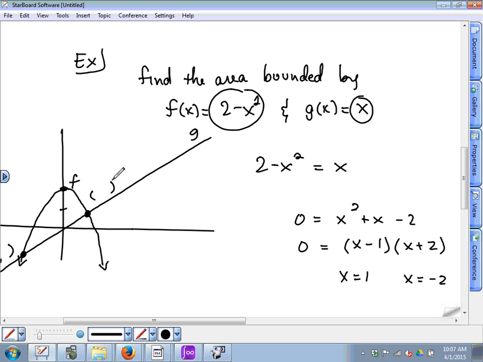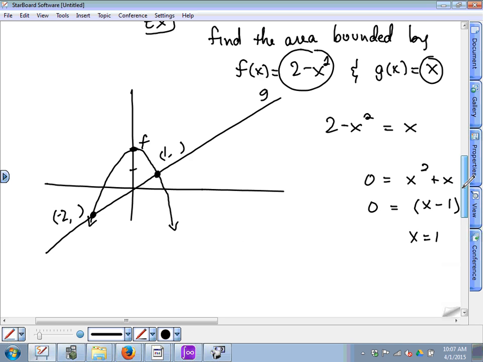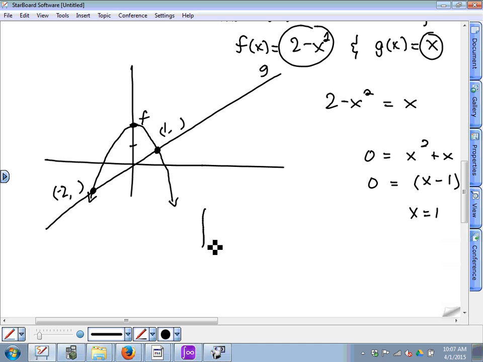We just need to know the x values of the coordinates. This is an x coordinate of 1. That's an x coordinate of negative 2. Those are our bounds of integration. So we don't actually need the y part of those coordinates. You can find them if you wanted to, but we don't need them. So we're taking the integral from negative 2 to 1.